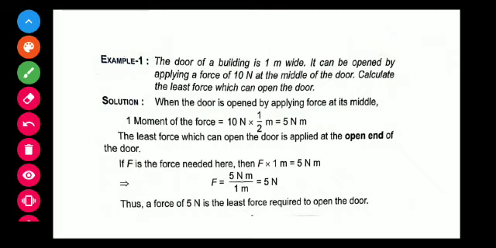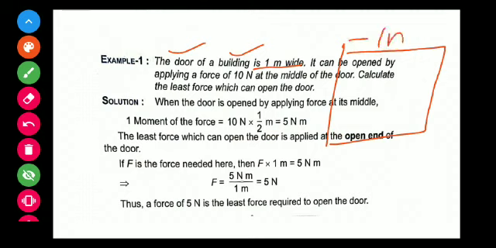Next is a numerical problem. The door of a building is 1 meter wide, which means the width of the door is 1 meter. It can be opened by applying a force of 10 Newton at the middle. We apply a force at the middle and the force required is 10 Newton. Calculate the least force which can open the door. What is the least force? Find the moment of force or torque. What is the moment of force or torque?